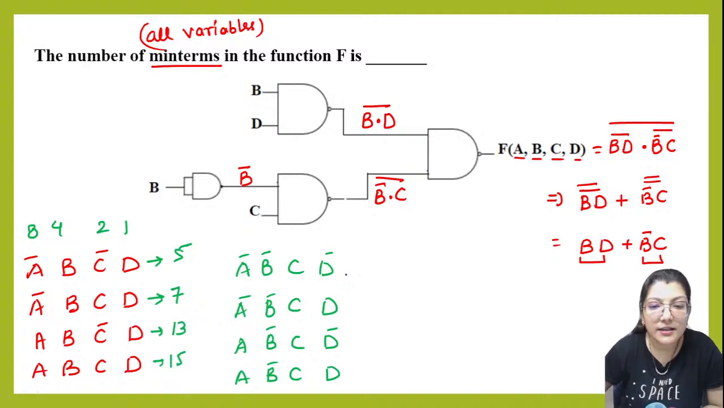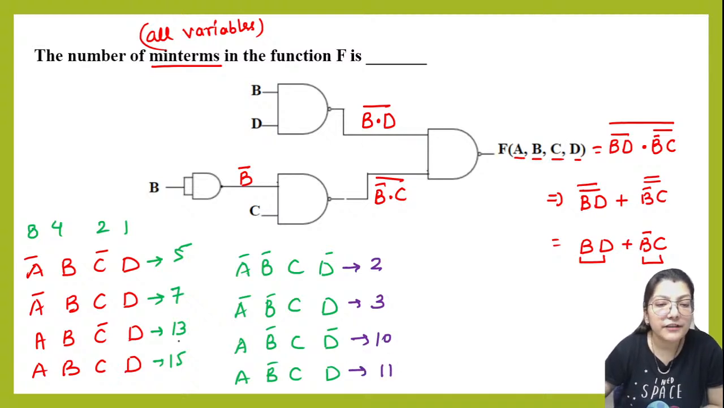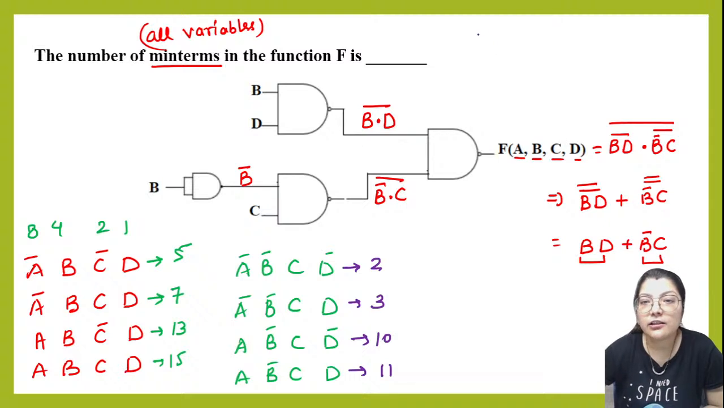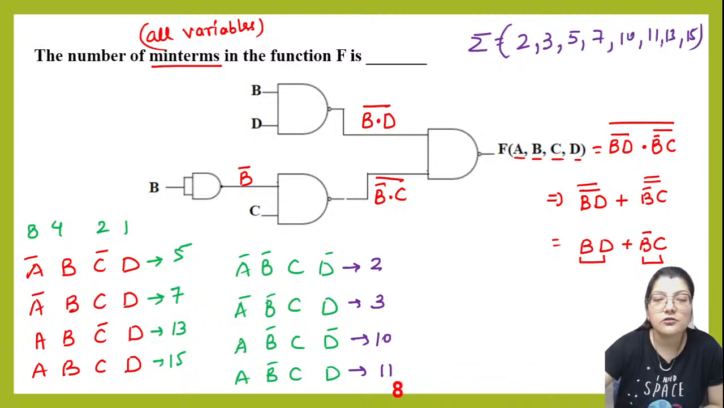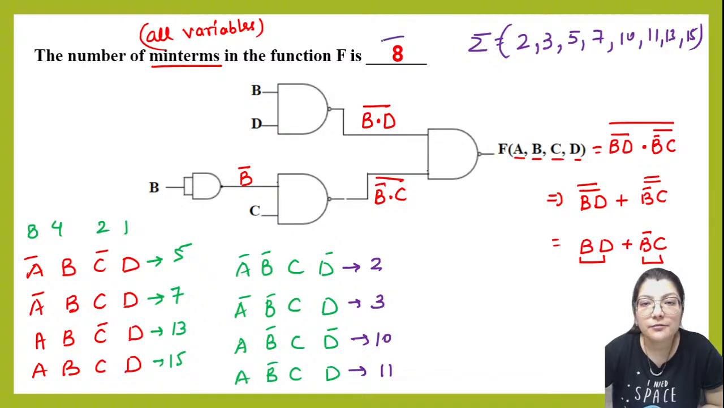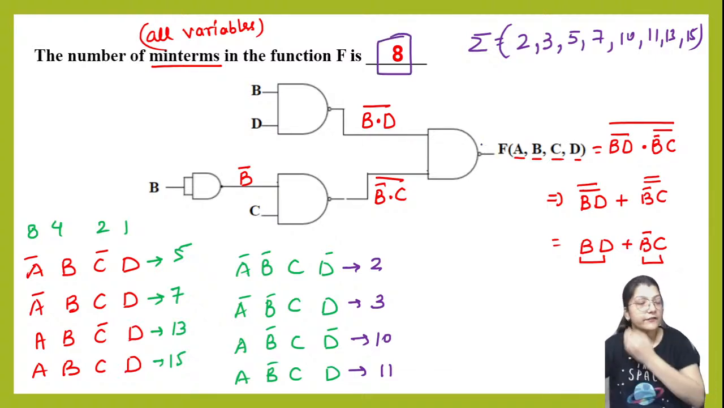Let's talk about this one. Which min term is this? This is 2. This is 3. This is 10. And this one is 11. So min terms are written like this: 2, 3, 5, 7, 10, 11, 13 and 15. So how many min terms are there? 8 min terms are there for this given question.